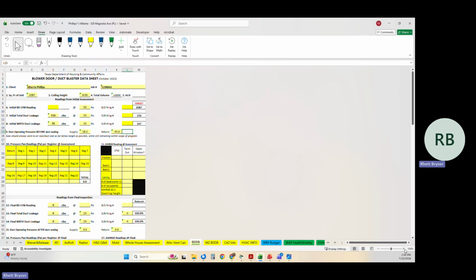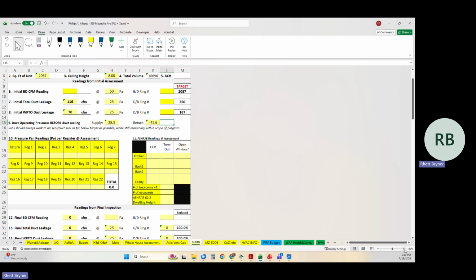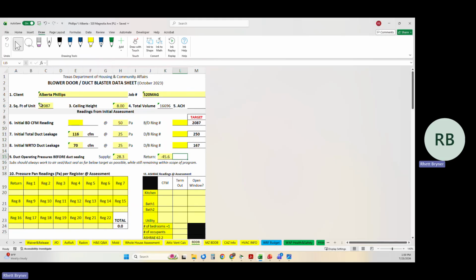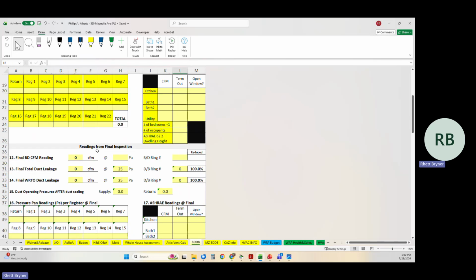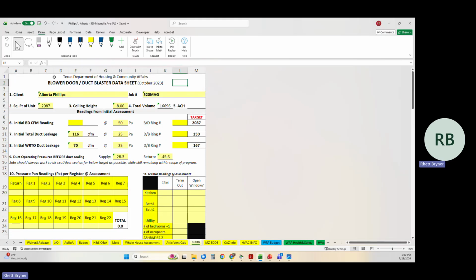All right. So I'll zoom in a little bit for you here. Next part. Again, I highlighted everything in yellow that needs to be filled in. The first part here is going to be your blower door reading. That's what this tab, BDDB, is. It stands for blower door and duct blaster. And there it is right there: blower door, duct blaster data sheet. The formatting on this one is a little bit annoying, but it's because it's from the TDHCA and they set it however they want.